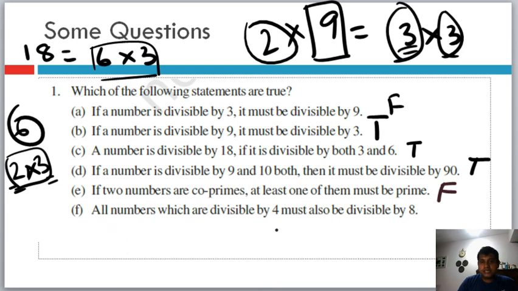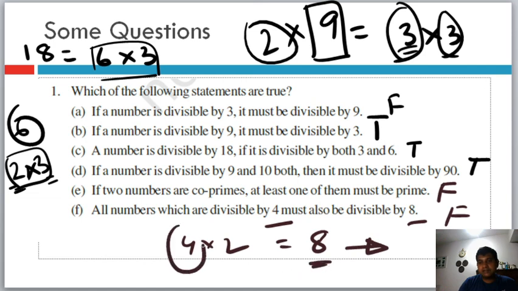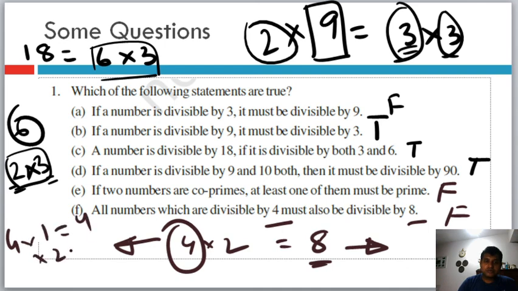All numbers which are divisible by 4 must also be divisible by 8. The opposite of this is true, but this is false. Yeah, we talked about it because 8 is 4 into 2. So whatever number is divisible by 8 will be divisible by 4. But it is not necessary that whatever number is divisible by 4 has to be divisible by 8. Right? So 4 into 1 equal to 4. 4 into 2 equal to 8. 4 into 3 equal to 12. And 4 into 4 equal to 16.